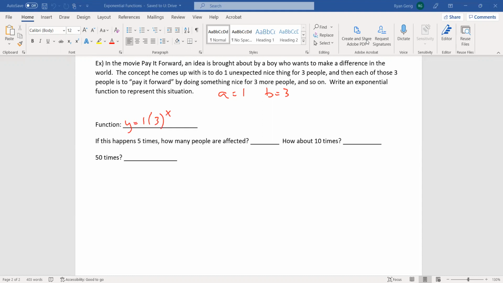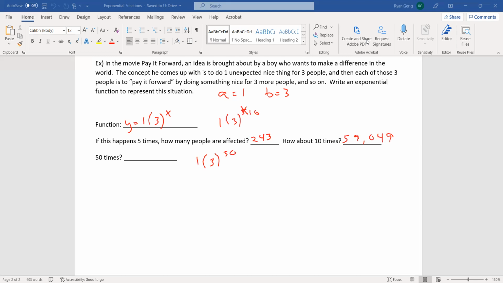If this whole phenomenon occurs 5 times, how many people are affected? X is the number of times it happens. So it's going to be 1 times 3 to the 5th. So 3 to the 5th is 243 times 1 is just 243. How about 10 times? Well, instead of 5, I'm going to put 10 there. So then 3 to the 10th, you get a much, much bigger number. 59,049.